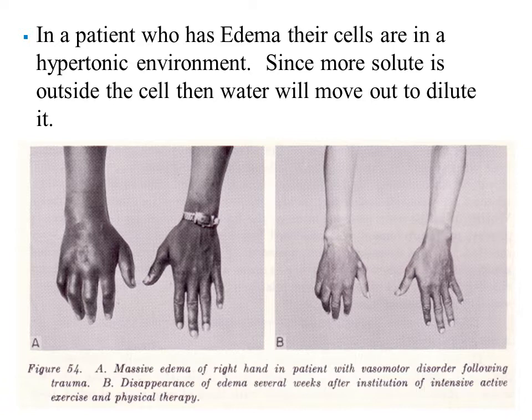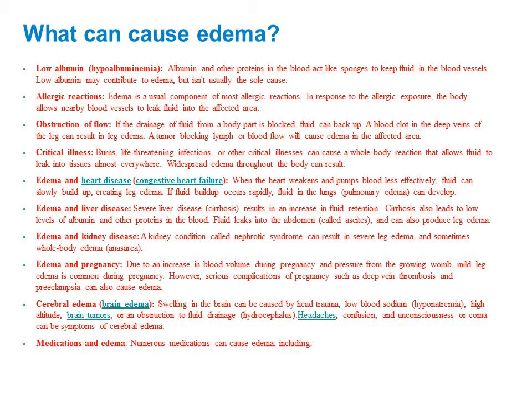So in this image, a patient was stung by a bee. That venom is a solute. Therefore, outside of the cell in the ECF, you have a high concentration of this venom. The water inside the cell is going to diffuse outwardly to dilute the venom. Therefore, the area swells. This is edema. What can cause edema are all of these things listed in this slide.